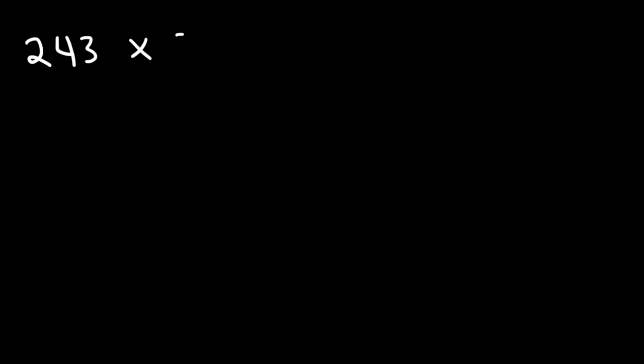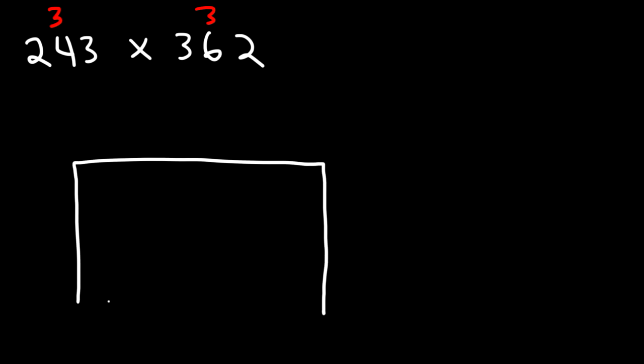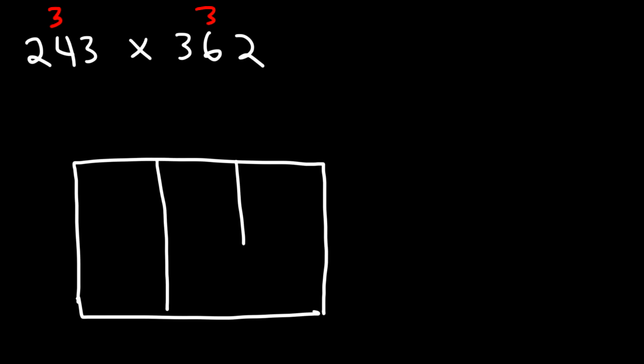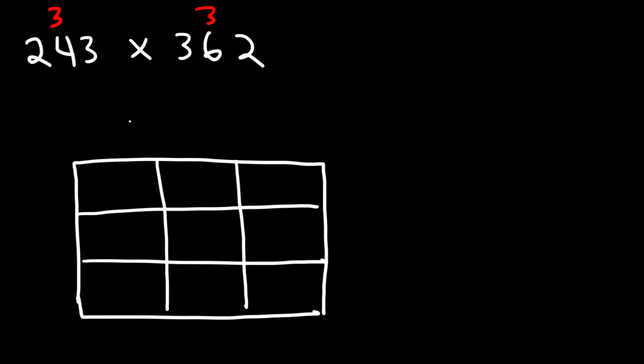Let's try one more example. 243 times 362. So go ahead and try this problem. So we have 3 digits in the first number and 3 digits in the second number. So therefore, we need 3 rows and 3 columns. So 243, that's going to be 200 plus 40 plus 3. 362 is going to be 300 plus 60 plus 2.